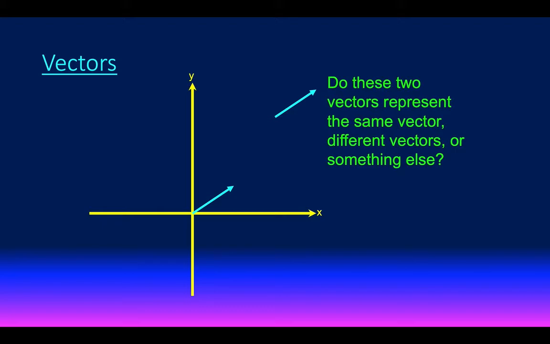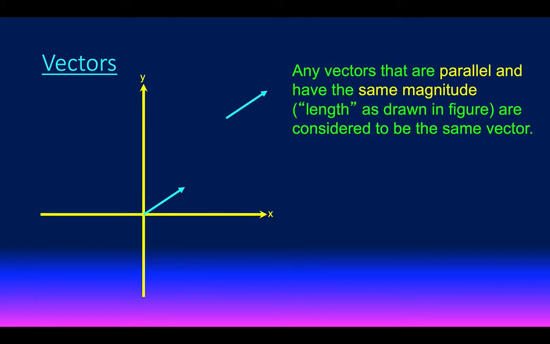From the 3Blue1Brown video and some other things we have mentioned previously, we say any vectors that are parallel, meaning they point in the same direction, and that have the same magnitude, drawn with the same length in the figure, are considered to be the same vector. So this vector and this vector are the exact same vector for all our purposes.